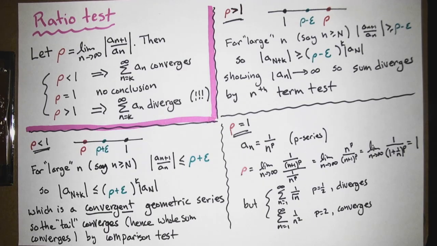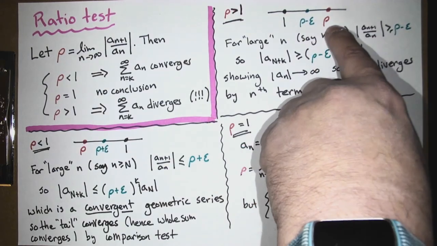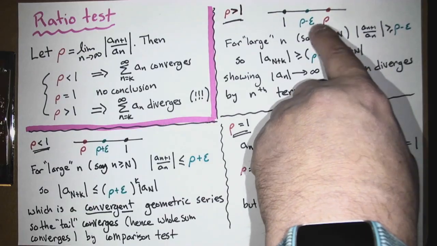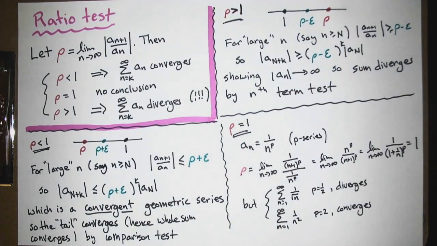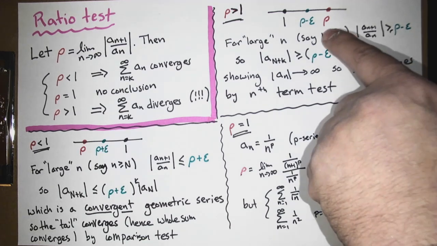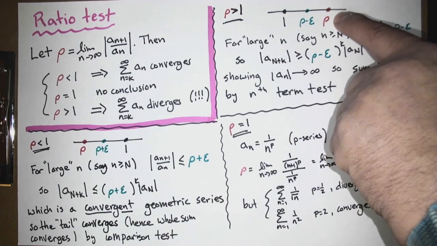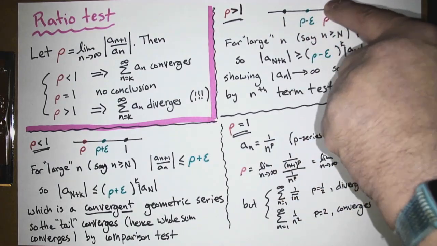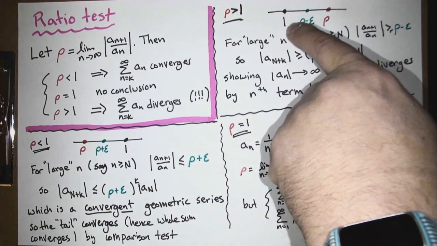Now, what happens if you're bigger than 1? All right, now we move up to this corner. So if we're bigger than 1, we're to the right of 1. We have some space. We can find some small epsilon, call it rho minus epsilon, that's in between. And then we say, if we're far enough out, then again, we have to be near rho, which means we're above rho minus epsilon. And at that point, we're going to grow at least by rho minus epsilon at every stage. But rho minus epsilon is above 1.